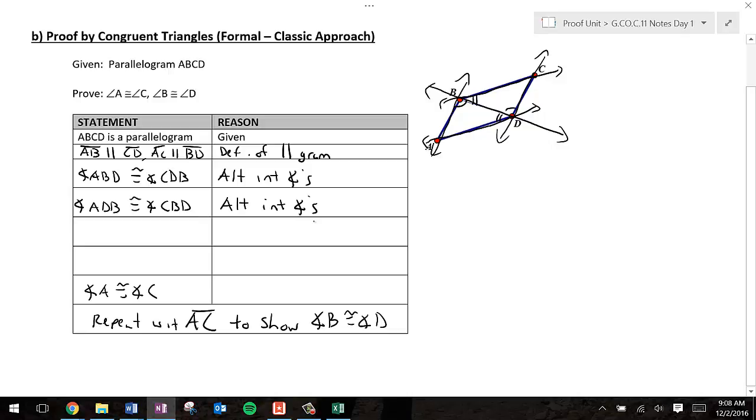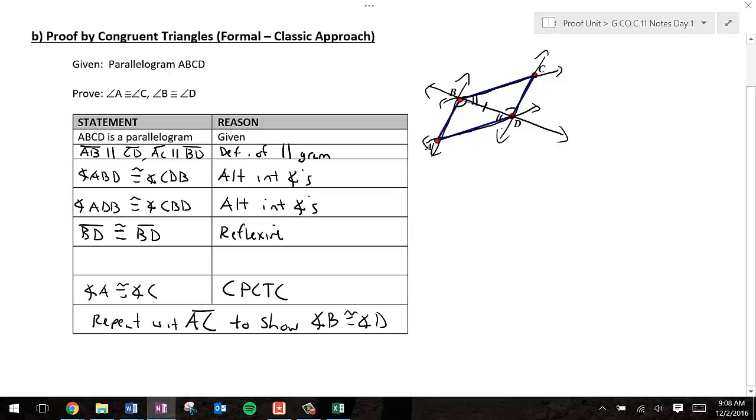Now, what we've got here are two triangles. So let's try to prove these triangles congruent and then use the reason that corresponding parts of congruent triangles are congruent, CPCTC, as our aim. So we need to show that these triangles are congruent. The third piece that we need is the shared side. We can say that BD is congruent to itself by the reflexive property.